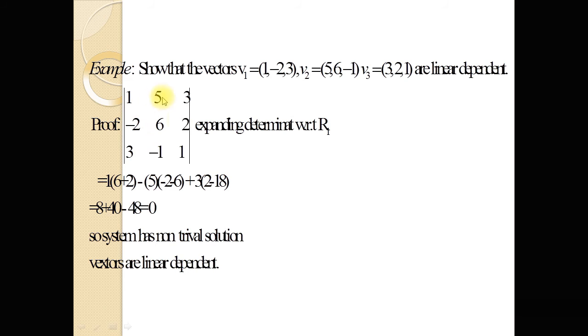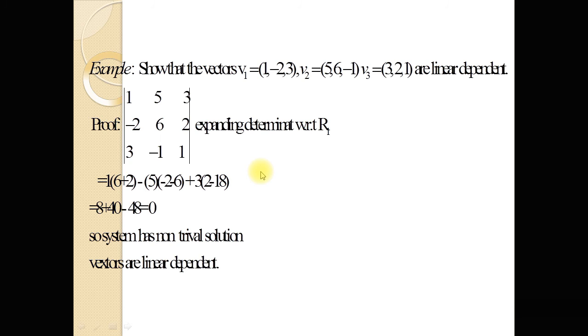So this is a square matrix. If the number of vectors and the number of dimensions are equal, then we obtain a square matrix, and a square matrix means a determinant. We can use the determinant procedure. So evaluate this determinant. If this determinant is equal to 0, then the system has a non-trivial solution and the vectors will be linearly dependent. And if this determinant does not equal 0, then the system has only the zero solution, the trivial solution, and the vectors will be linearly independent.